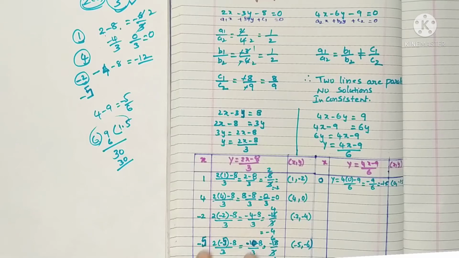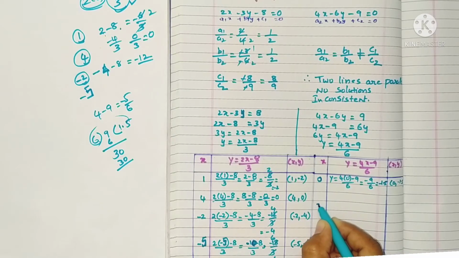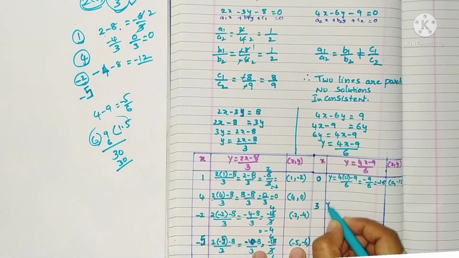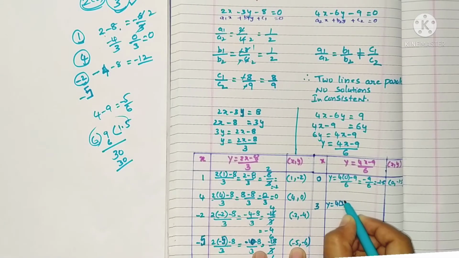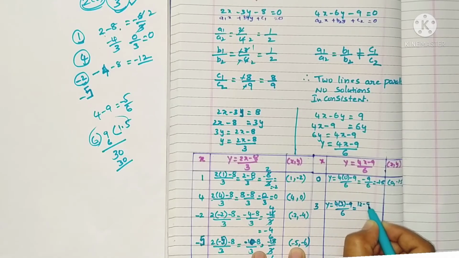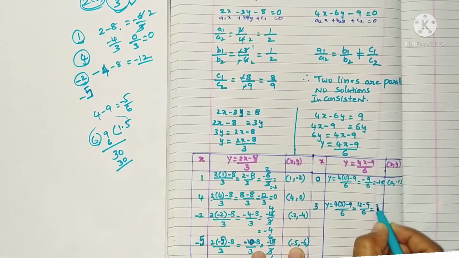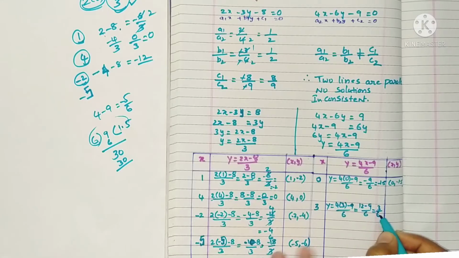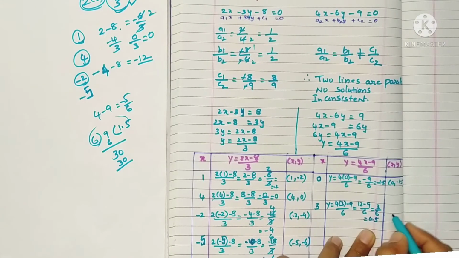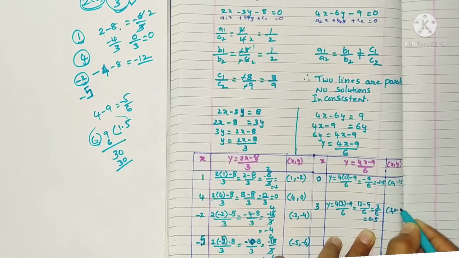Next, we will take x as 3. Okay. So, yes, here only. 4 into 3 minus 9 by 6. 12 minus 9 by 6. That is 3 by 6. 6 5s are 30, right? So we can write as 0.5. So 3, 0.5.